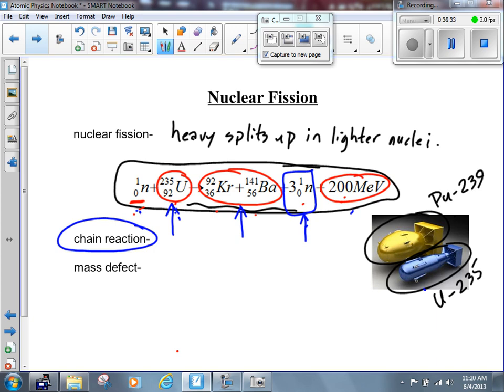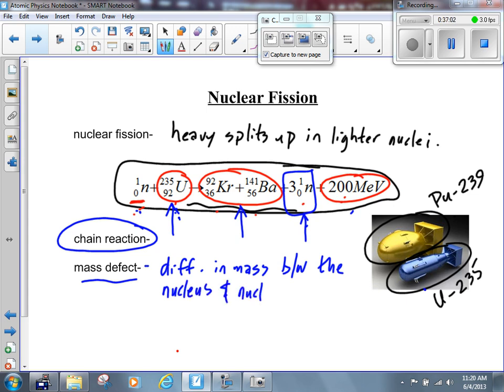Now, this term, mass defect. Mass defect can be defined in a couple of ways. The first way is the difference in mass between the nucleus and the nucleons. This is going to make sense when you first see it. Just bear with me for a second. A nucleon, by the way, is a proton or a neutron.